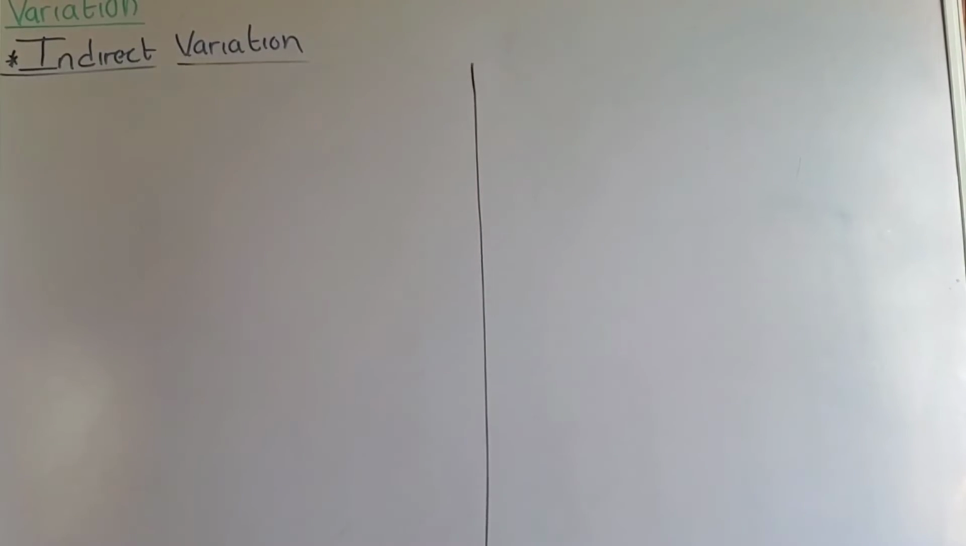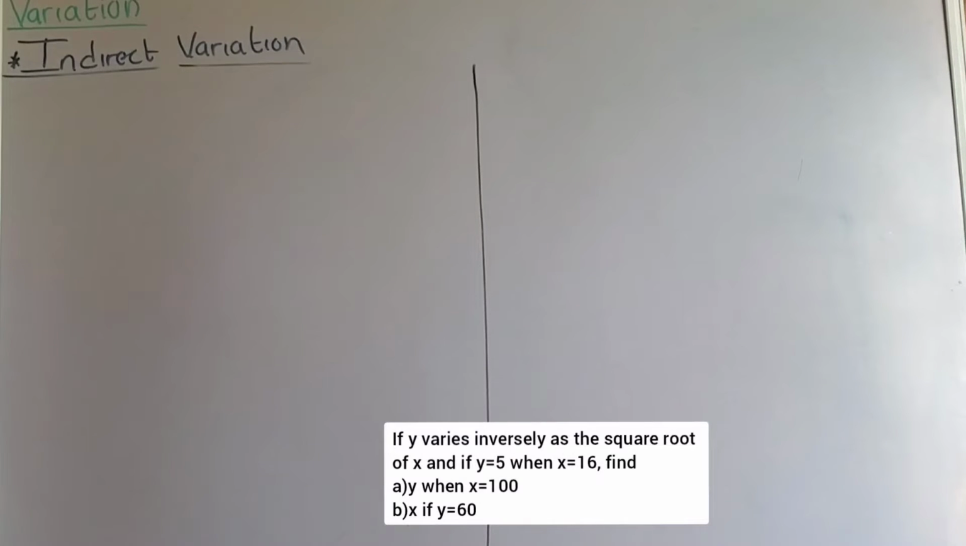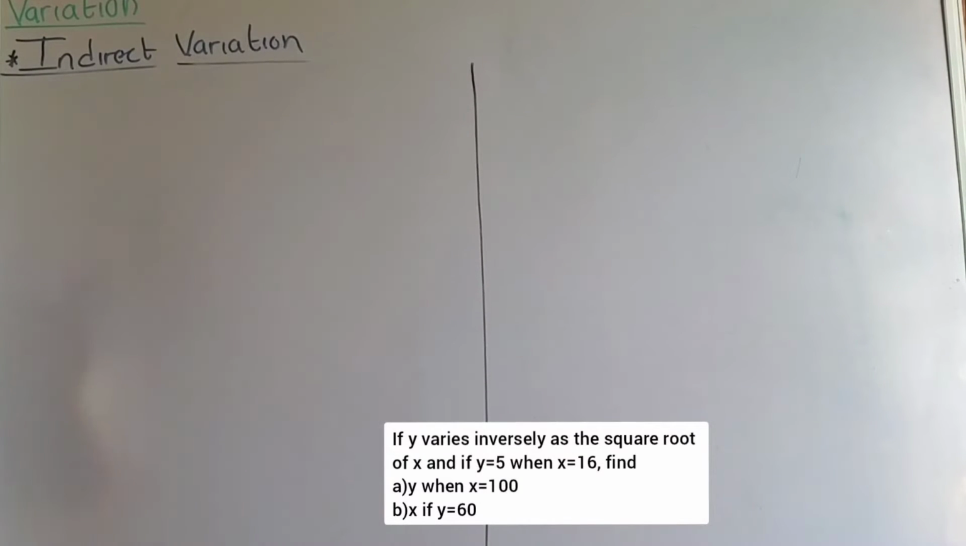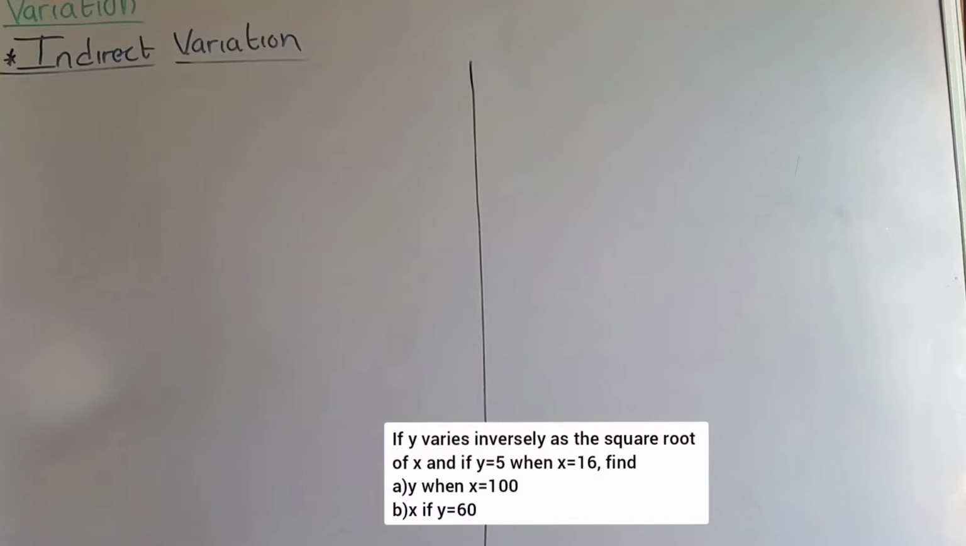Okay, let's proceed to the next question. If y varies inversely as the square root of x and y equals 5 when x equals 16, find y if x equals 100 and find x if y equals 60.